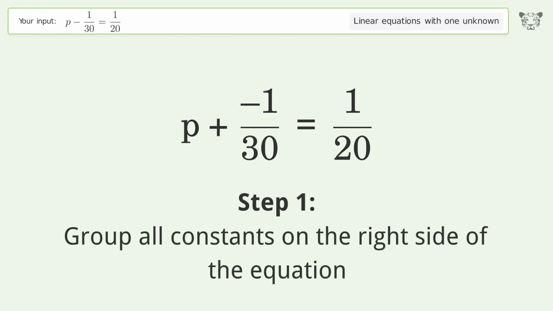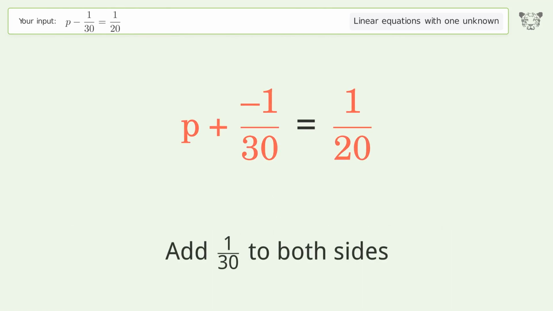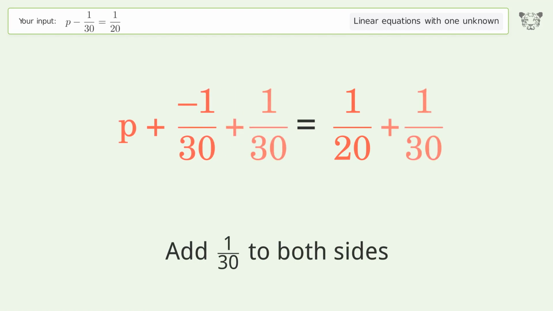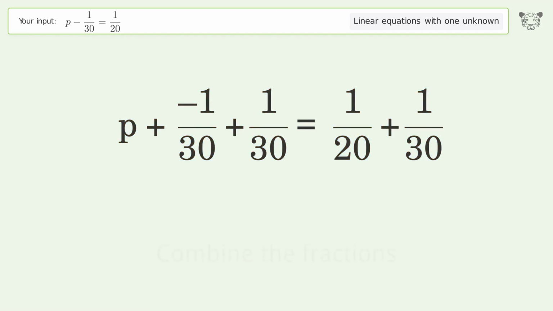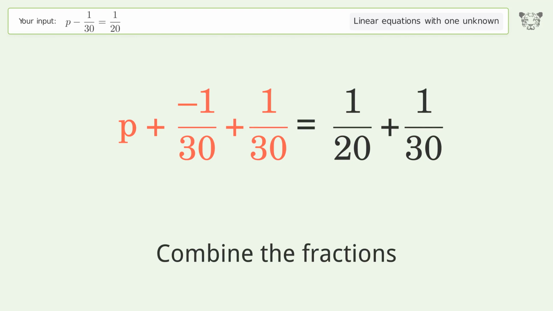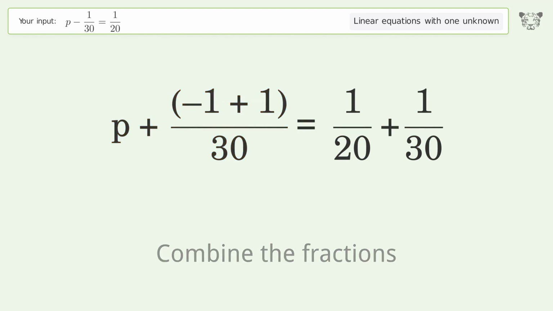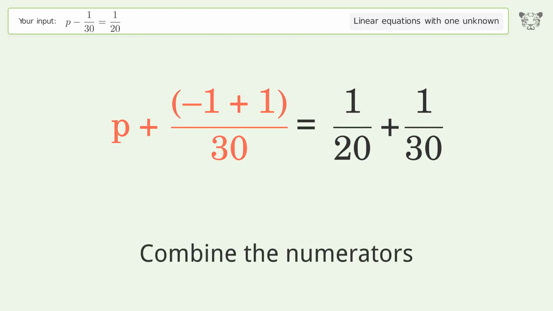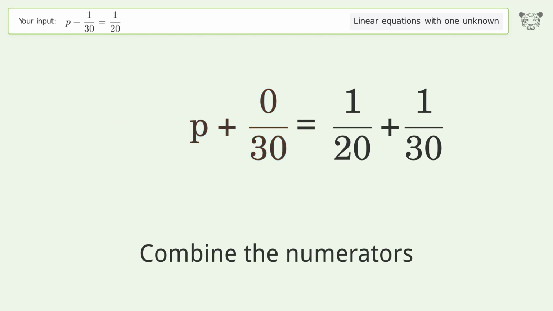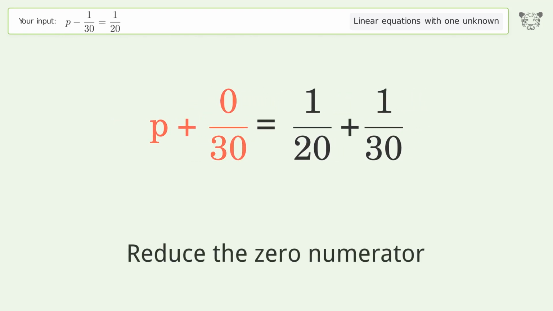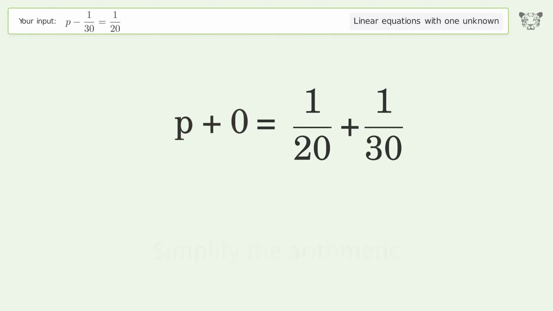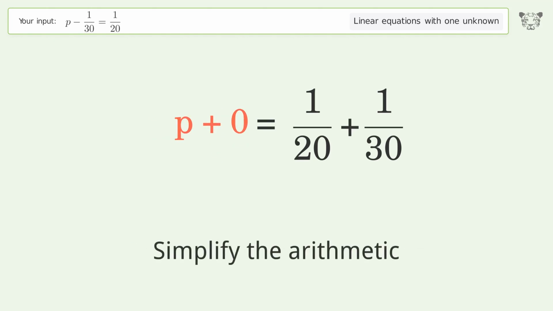Group all constants on the right side of the equation. Add 1 over 30 to both sides. Combine the fractions. Combine the numerators. Reduce the zero numerator. Simplify the arithmetic.